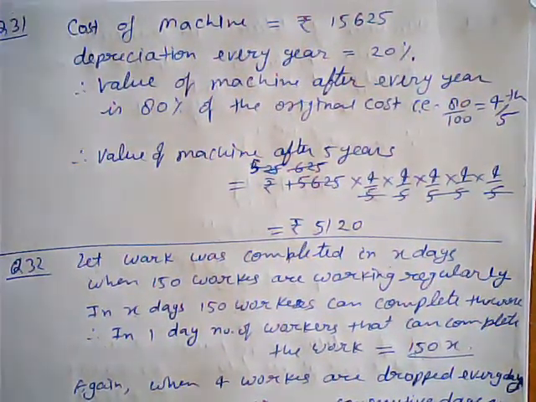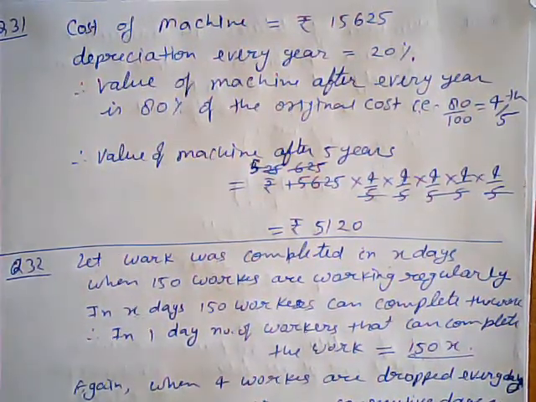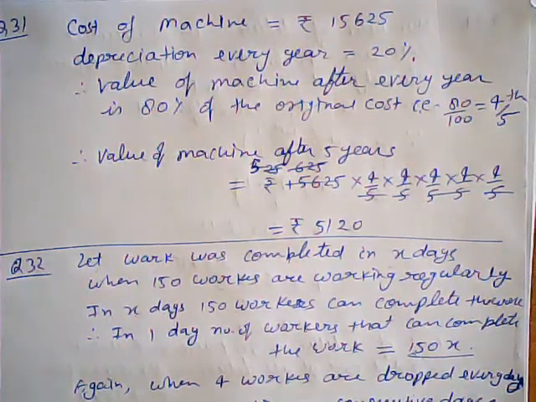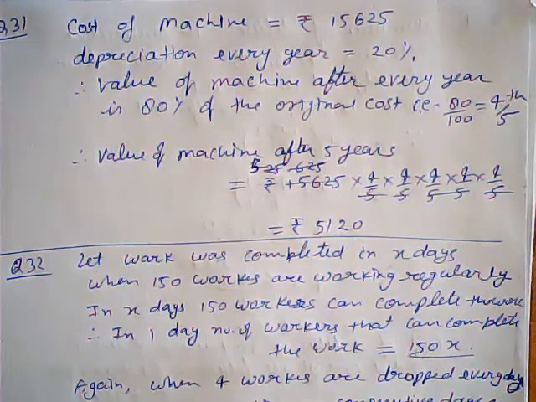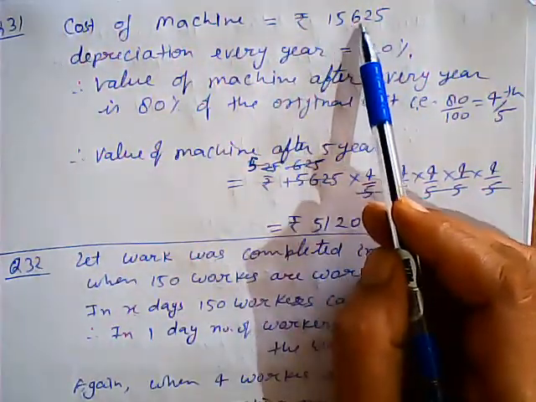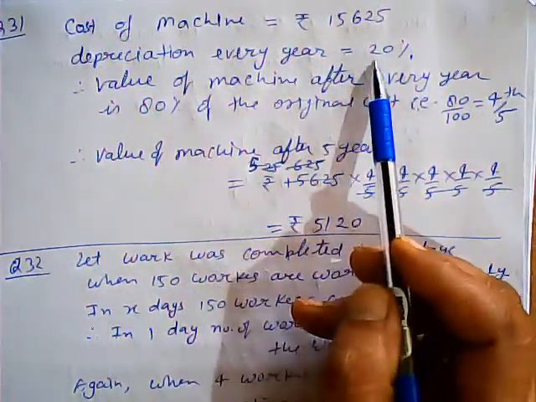What is in question number 31? A manufacturer reckons that the value of a machine which cost rupees 15,625 will depreciate each year by 20%. Find the estimated value at the end of 5 years. The cost of the machine was rupees 15,625. Depreciation every year is 20%.